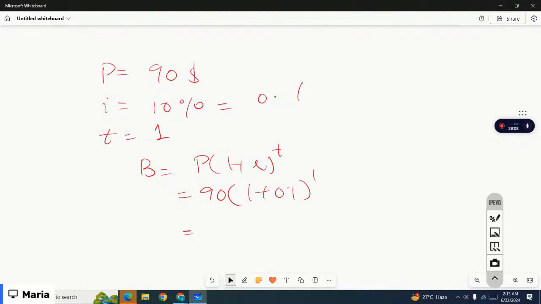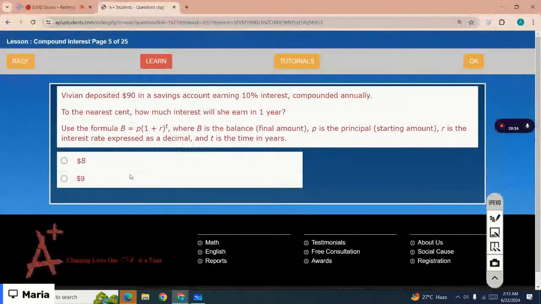So you have to do 90 times 1.1. That is $99. That means after 1 year, she has $99 in her bank account. The correct option is $99. Got it? So the interest is $9.